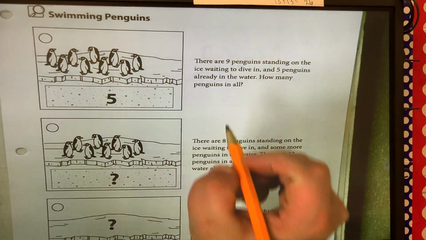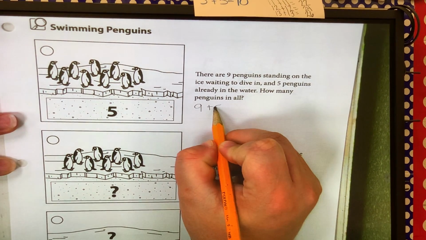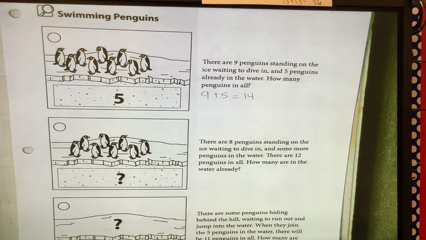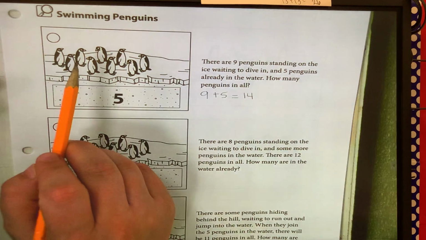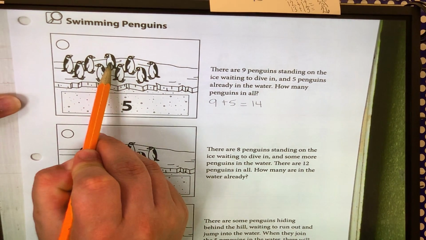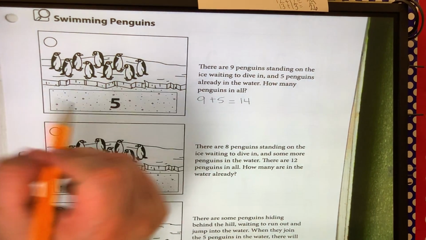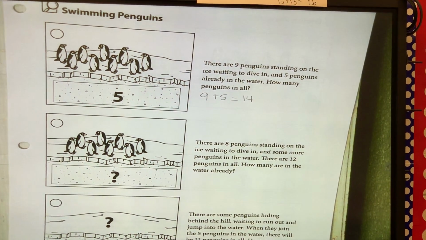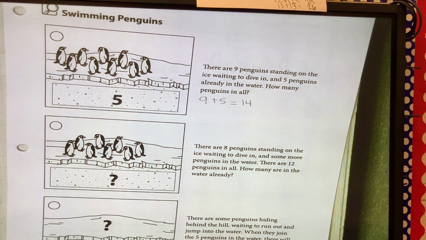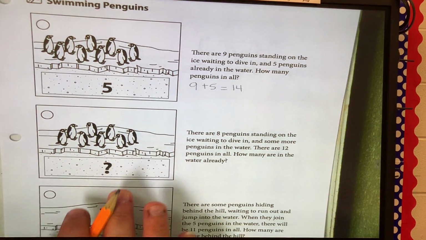I'll just do this. So we have 9 plus 5 equals 14. If you weren't sure of the answer, you could have counted these penguins: 1, 2, 3, 4, 5, 6, 7, 8, 9. And then counted on with the 5: 9, 10, 11, 12, 13, 14. We added 5 to 9 and got 14.